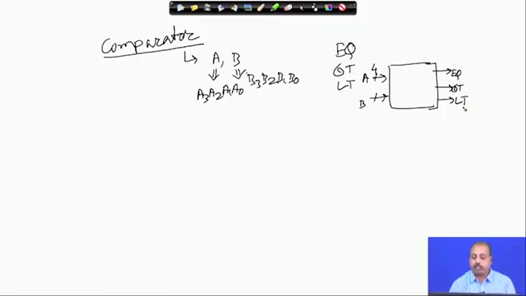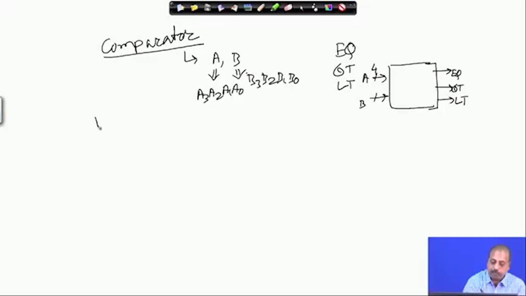Now, you see that you can always draw the truth table. If you try to draw the truth table, then there will be 8 columns here and a total of 256 rows in the truth table, and you can find out the conditions of equality, greater than, less than, and accordingly you can draw the circuit. On the other hand, you can also apply your intuition and try to come to the circuit.